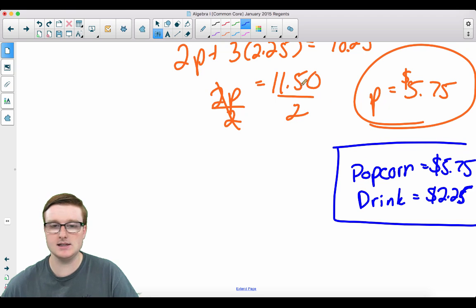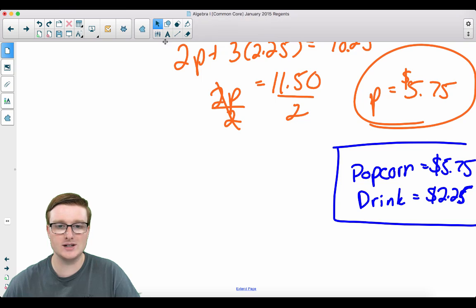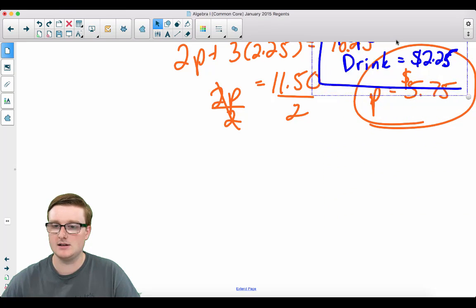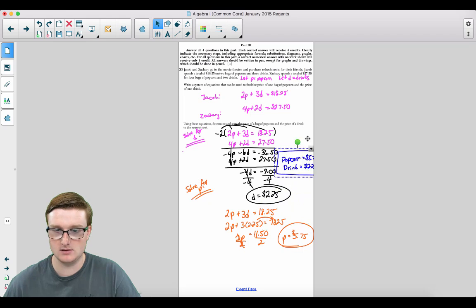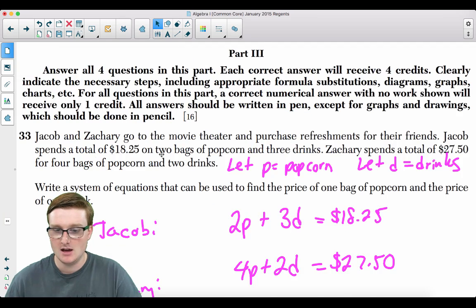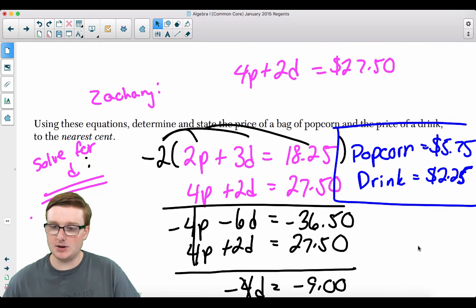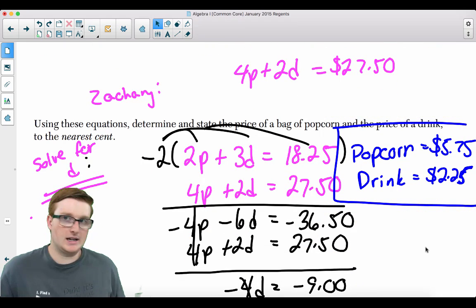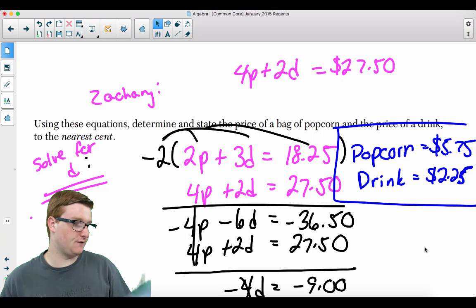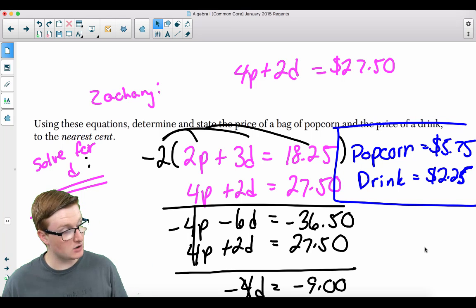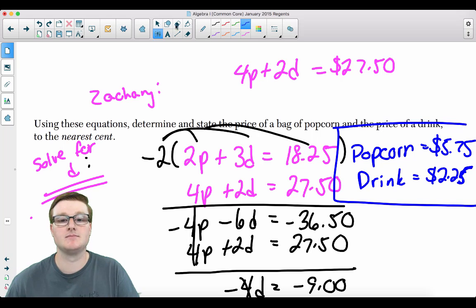And that is it. Pretty simple stuff. I'm trying to move it up here. See if that works. Ah, fantastic. Move it right up there. There we go. Okay, so that's the price of popcorn and the price of one drink. Moving along, number 34. Oh, these questions are going to take forever. Okay, whatever.